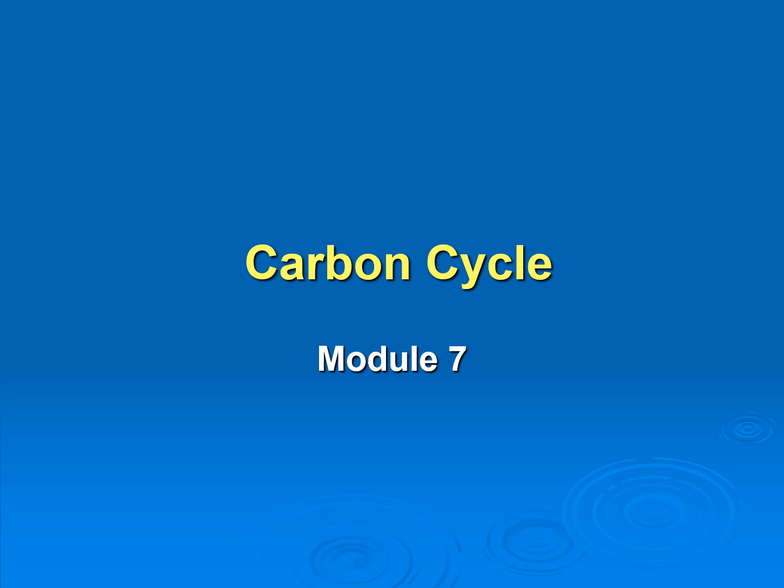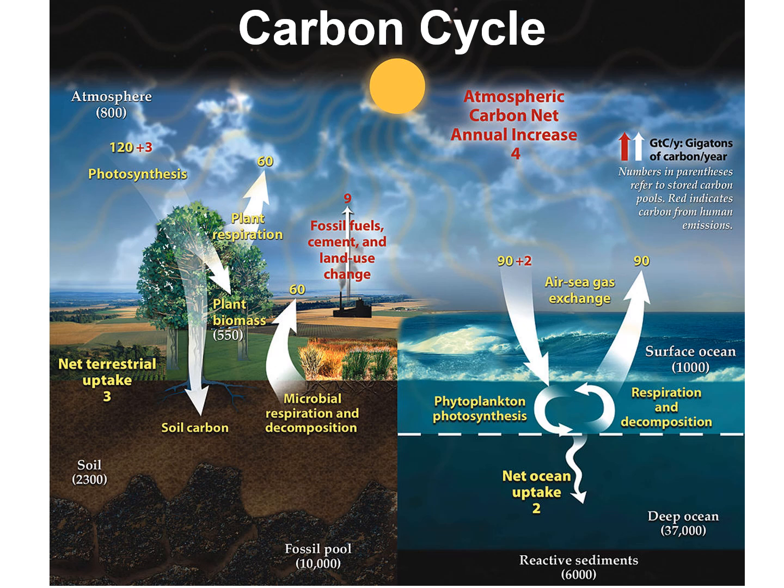We're going to take a look at the carbon cycle in Module 7. Here's a picture of the carbon cycle. So when the carbon is in the atmosphere, it's going to be as carbon dioxide. And then when it gets turned into biomolecules through photosynthesis, like in this tree over here, it gets turned into different biomolecules. So maybe like carbohydrates or proteins, lipids, or even nucleic acids.